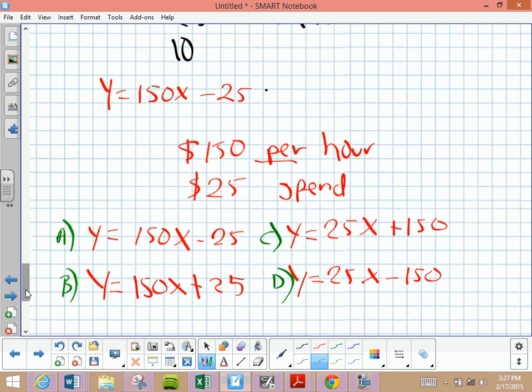So you can take away B and C because it's adding, right? Yeah. And why can you take out D? Because 25 isn't per. Well, look at this. 25 isn't m. 25 is not m. So it has to be A, right? Good.